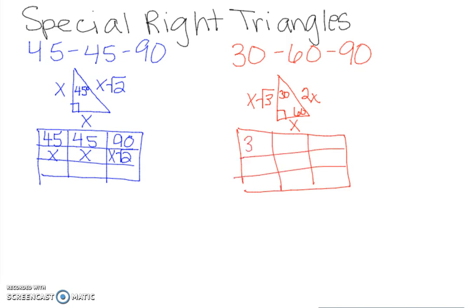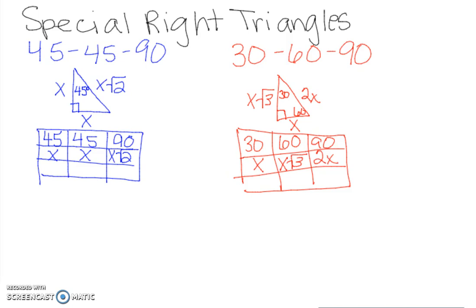My second graphic organizer is again another 3 by 3 box. The top line is going to be the type of triangle, 30, 60, 90. And underneath the 30 is always going to be x. That's the relationship to the side. 60 is going to be x square root of 3, and 90 is going to be 2x. And again, the third line is going to be for our problem.